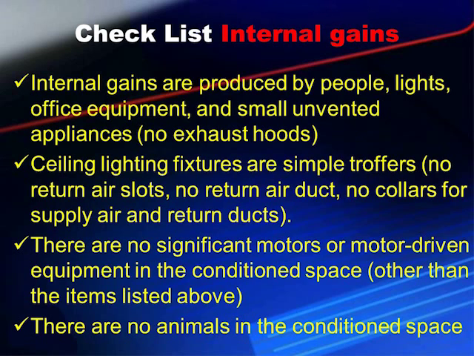There are no significant motors or motor-driven equipment in the conditioned space other than the items listed above. Okay, so what kind of motors are listed above? Little stuff like refrigerators and things. But if you have a big motor that's running some kind of a conveyor belt, that's probably not going to fit into this design criteria. There are no animals in the conditioned space. And I'm thinking that he means that you're not keeping a lot of animals in there. It's not a pet parlor or something like that. If somebody has one seeing eye dog, I don't think that disqualifies the building.